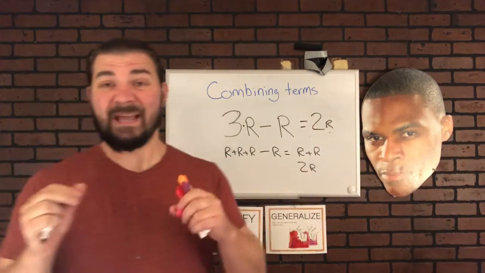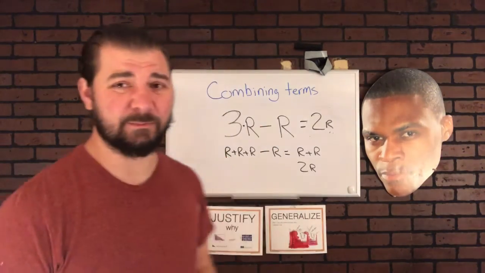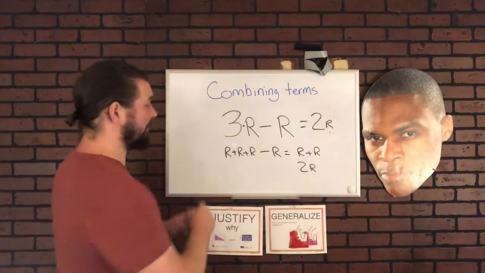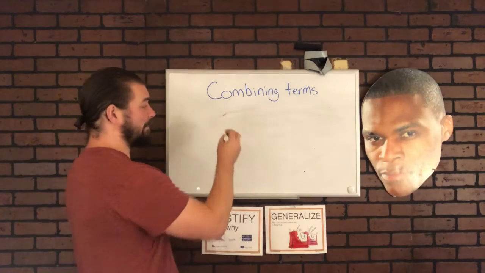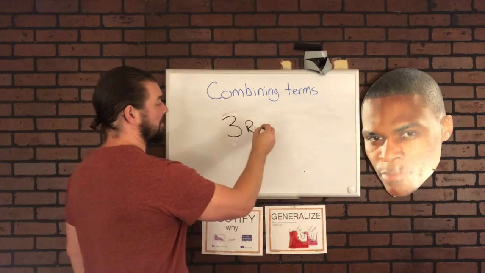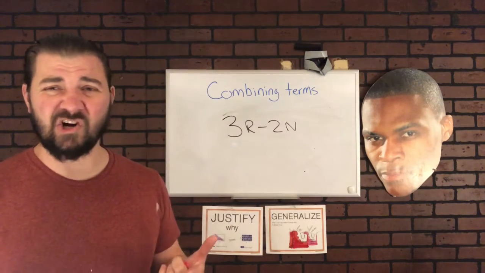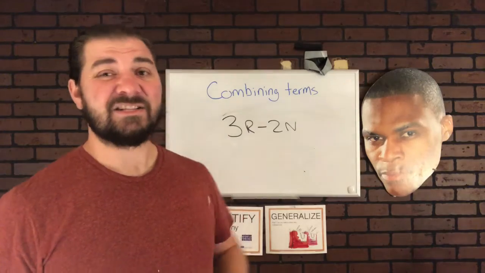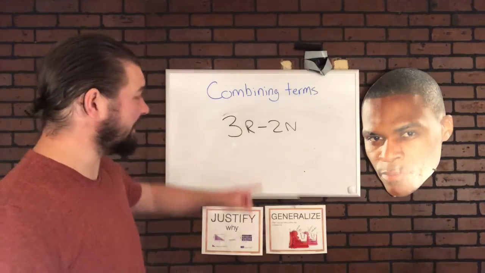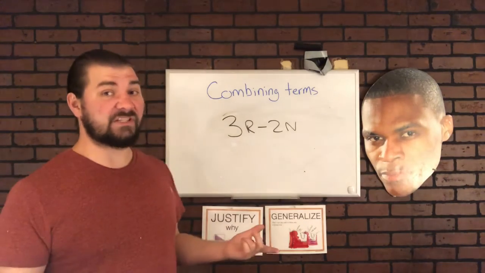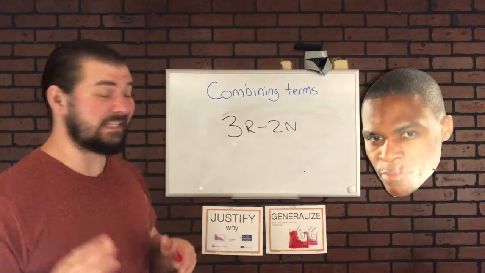Okay? Now remember, I can only do this with combining or subtracting like terms. Right? I can't do this if it's something different. For example, if I had a problem like 3R minus 2N, are N's and R's the same variable? They're not, so I can't take one away from the other until I know what the value of that variable is. So 3R minus 2N, there's nothing I can do. I'm done. I cannot combine these. I cannot subtract. It's finished.